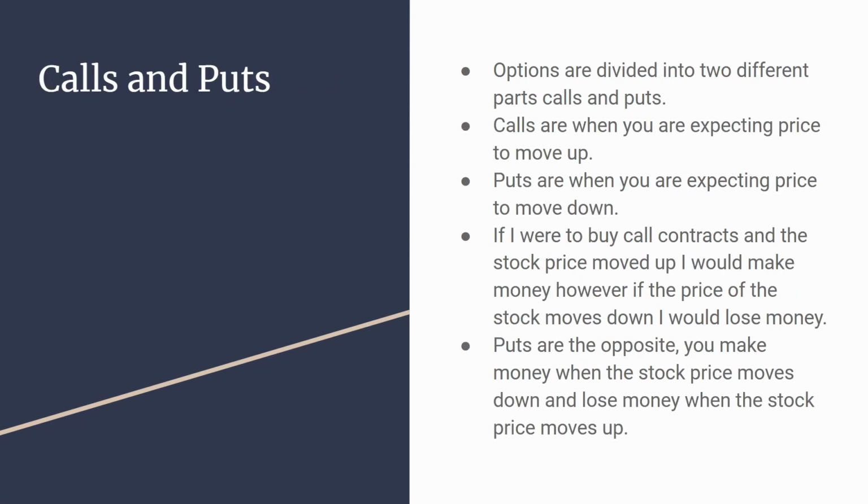Options are split into two different categories, I guess you could call them: calls and puts. Calls are when you're expecting price to move up, and puts are when you're expecting price to move down. So if I were to buy a call contract and the stock price were to move up, I would make money. However, if the stock moves down, I would lose money. On the other hand, if I was in puts, they're the opposite. As the price of the stock moves down, I'd make money, and if the price went up, I would lose money.